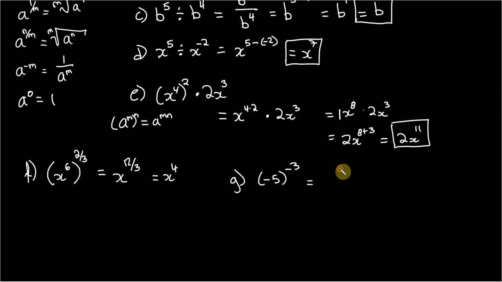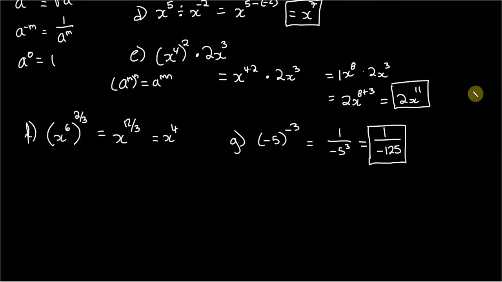So in this case, it's going to be 1 over negative 5 cubed. 5 times 5 is 25, times 5 is 125, so negative 5 cubed is negative 125, and we can just leave that as it is, 1 over negative 125.